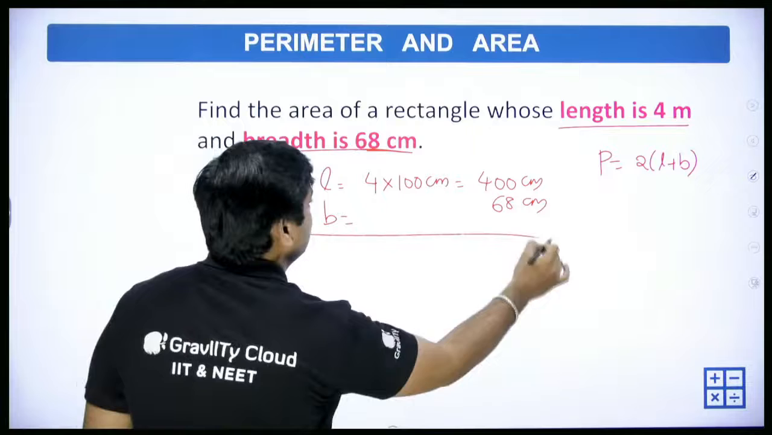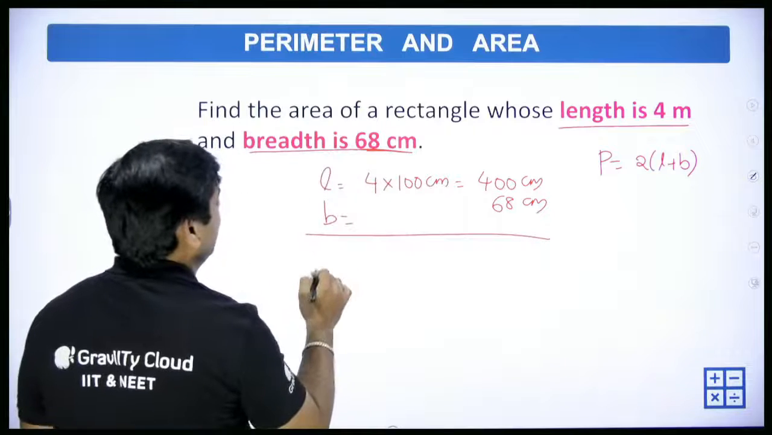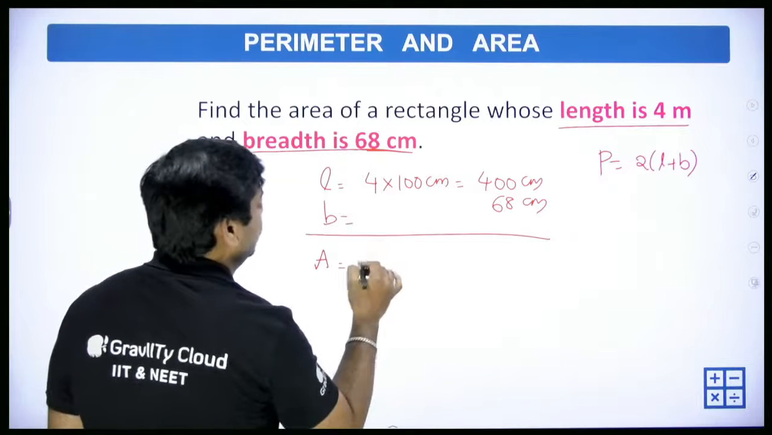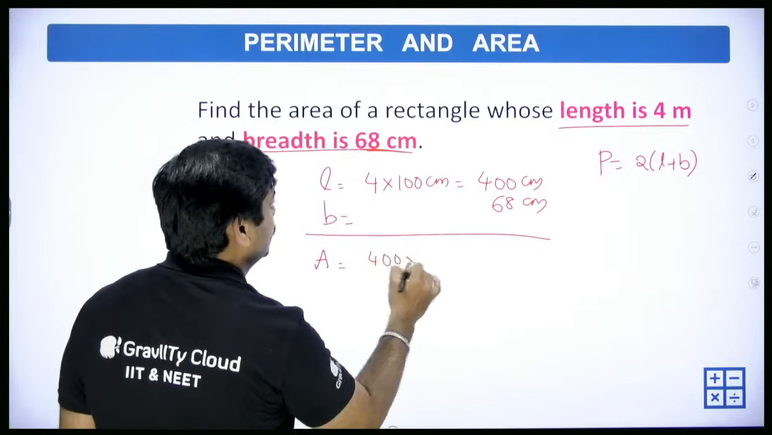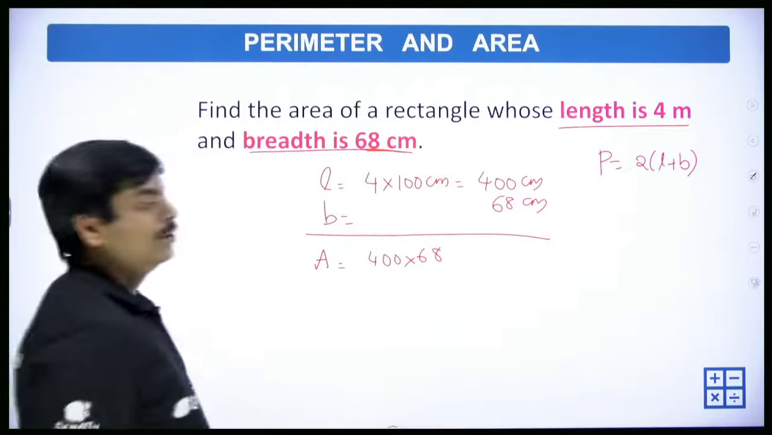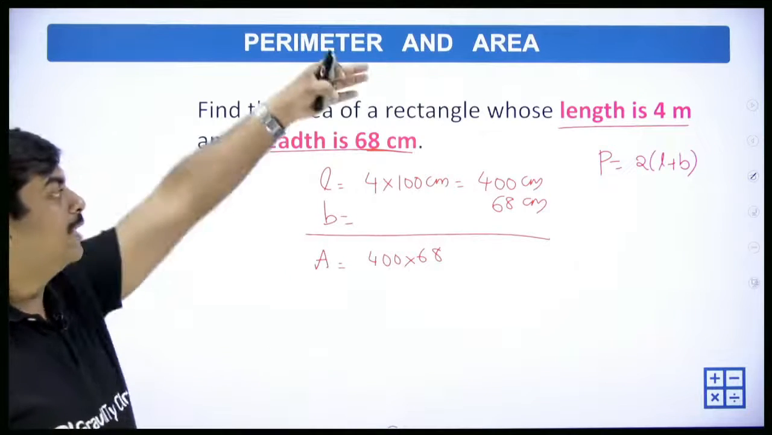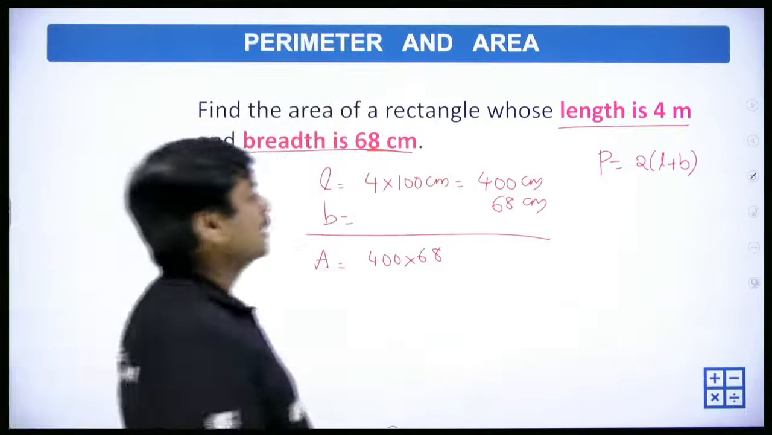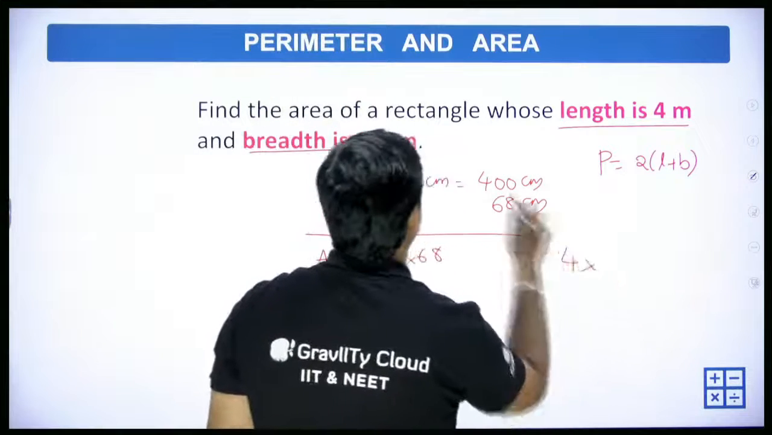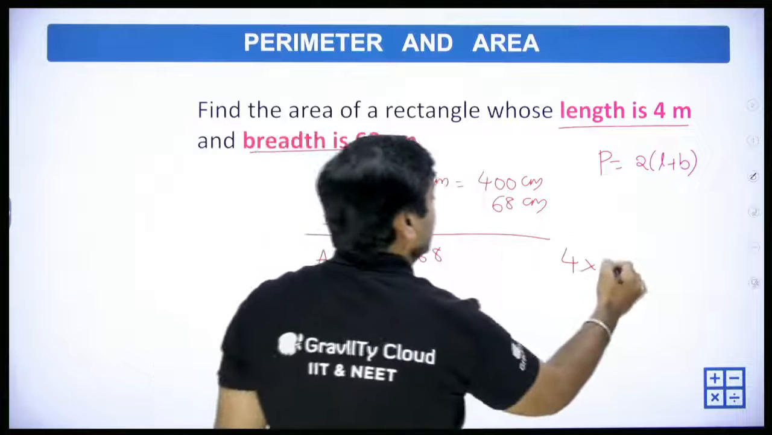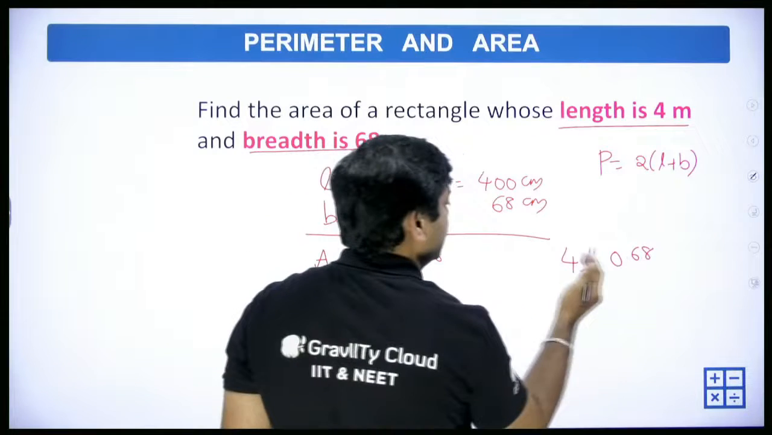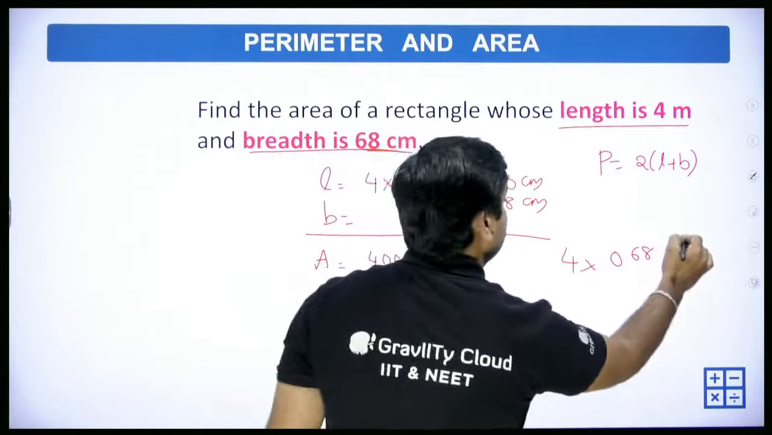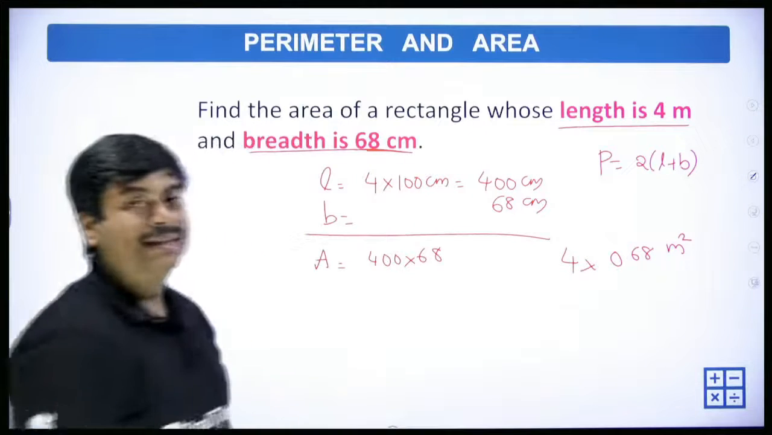But now it was given with area, I mean to say area. So you need to find length into breadth, 400 into 68. Or you can also do it another way. You can keep the length as it is, 4 meters. 68 centimeters is 0.68 meters. So meter into meter, you'll get meter square, or here centimeter square.